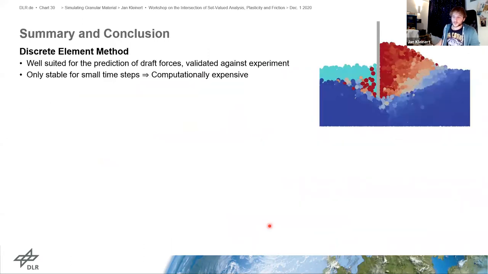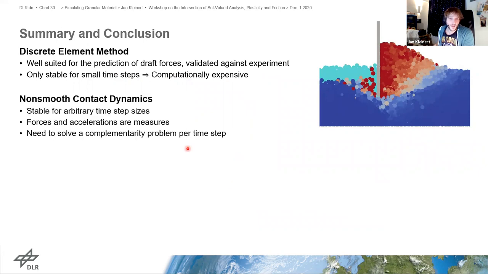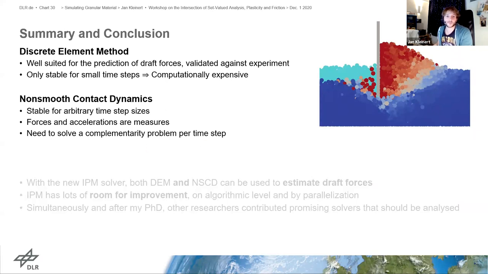Okay, so this brings me to the end. So the discrete element method is well suited for the prediction of draft forces. It's validated against experiments, but it's only stable for very small time steps, and it's computationally expensive. So if you go to non-smooth contact dynamics, we have higher stability with respect to time step sizes. We lose information about forces and accelerations because they're only measures and not functions in classical time anymore. And we need to solve a complementarity problem per time step.